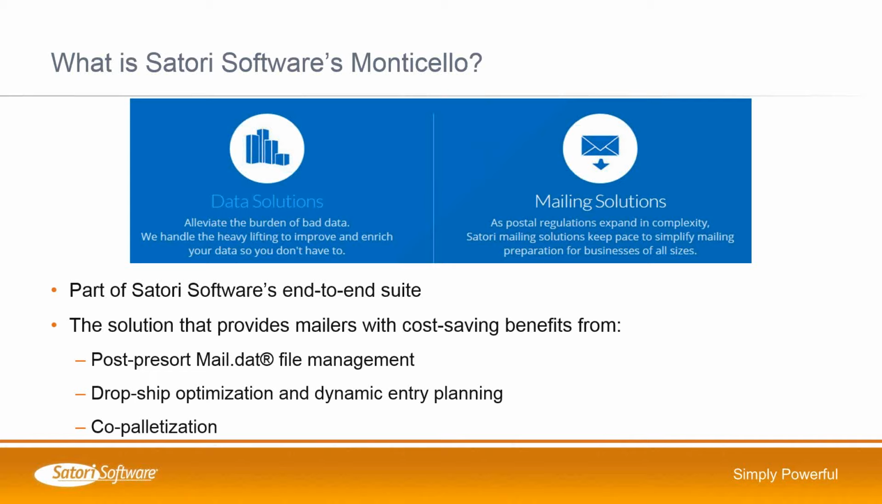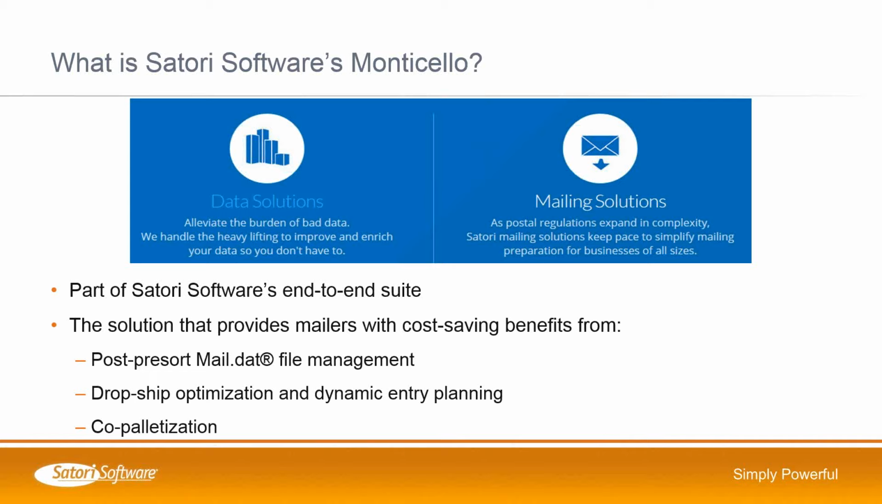So Monticello comes into play after the mail sorting or pre-sorting step, and it provides mailers additional cost savings opportunities. It enables you to manage your mail.dat file. Without Monticello, you would incur additional steps in your process because you would need to rerun the pre-sort in order to make any changes to the mail.dat file.